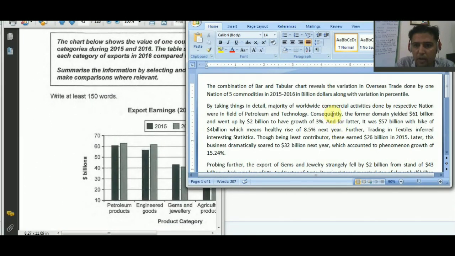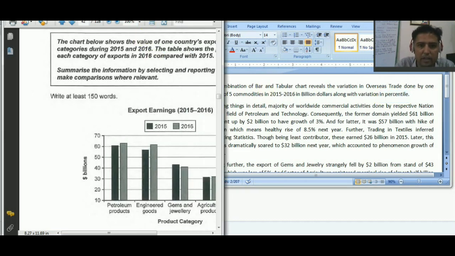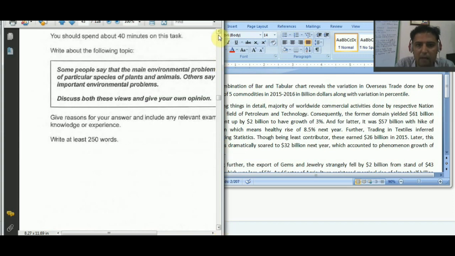Now I am talking about the combination. The combination of bar and tabular chart reveals the variation in overseas trade done by one nation of 5 commodities, so 5 items, or 5 categories, in years 2015 and 2016 in $1 billion, along with variations in percentile. So in this case we also have variation in percentile, and both things have been put together.